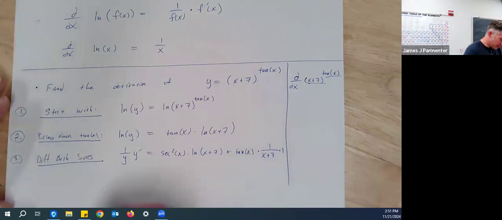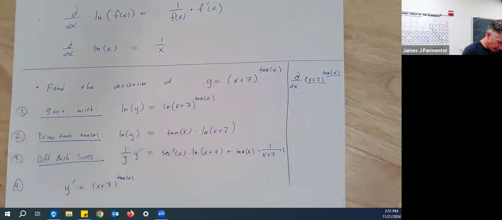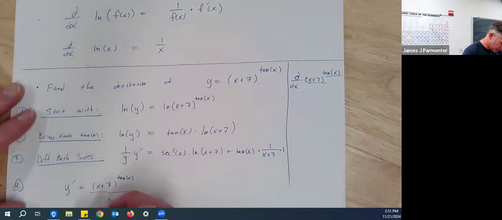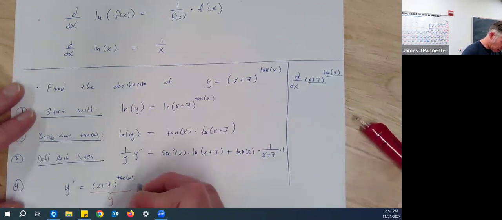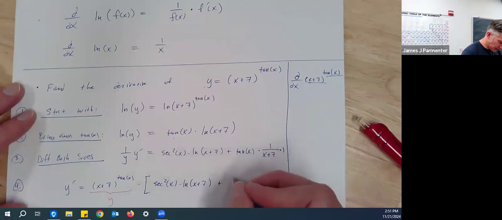Okay, let's skip the intermediate step here and jump straight to saying that y prime is equal to y, which is (x + 7) to the tangent of x power. And that's just my y. I'm just replacing it. Times all this jazz over here. Secant squared of x times natural log of (x + 7) plus, I would probably write this as tangent of x divided by (x + 7). And that's our final answer.